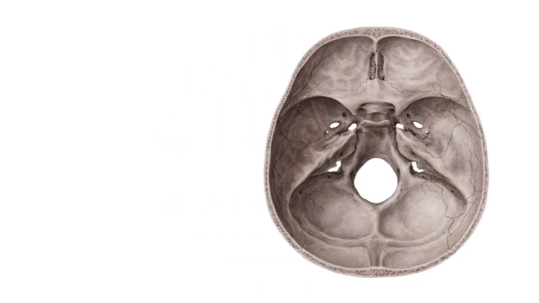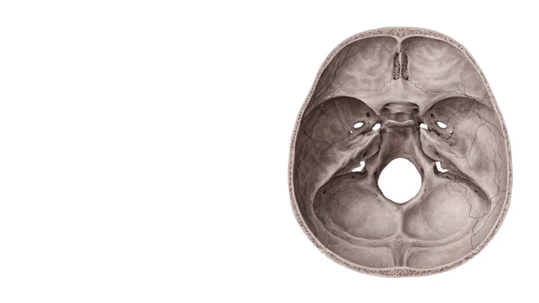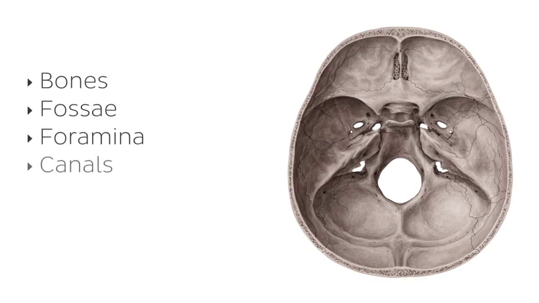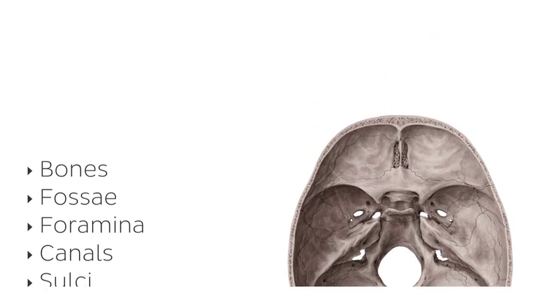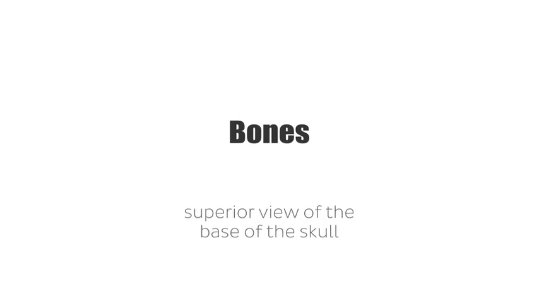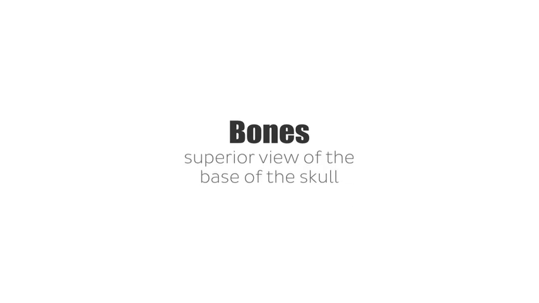Now, I'm going to just quickly list them before we move on and talk about them in a little bit more detail. So we're going to be seeing bones, different fossae, foramina, canals, some sulci can be seen as well, and other structures that are related to the different bones that are seen here from this view. Now let's continue on to the different bones and related structures that can be seen from the superior view of the base of the skull.